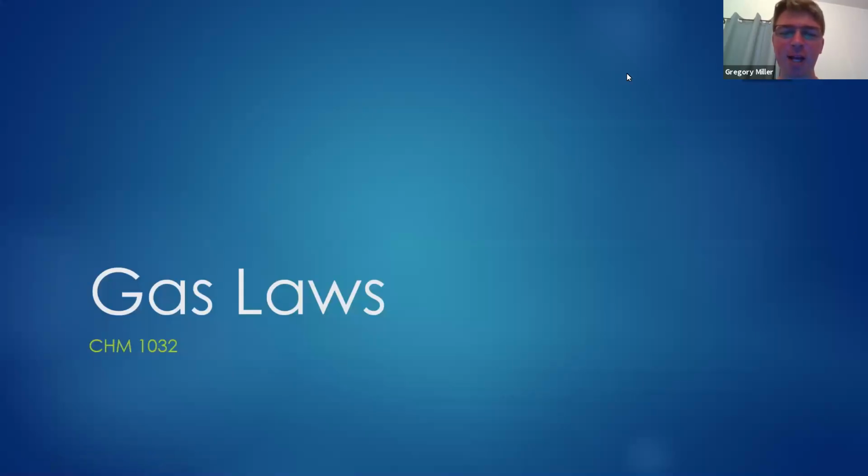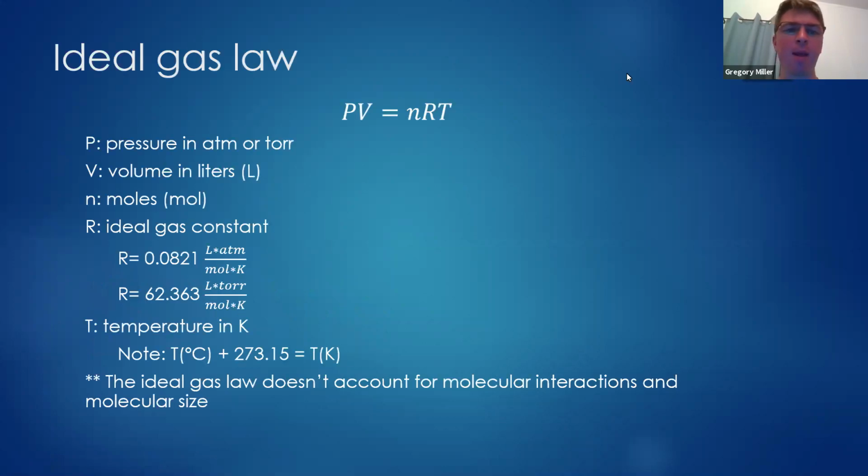So this is the pre-lab talk for exploring gas laws, and all of these are related to something called the ideal gas law, PV equals nRT. All of this is just the pressure, volume, moles, ideal gas constant, and temperature, and how all of these are related. The important thing is that the units you use for your ideal gas law will depend on the units of your gas law constant.